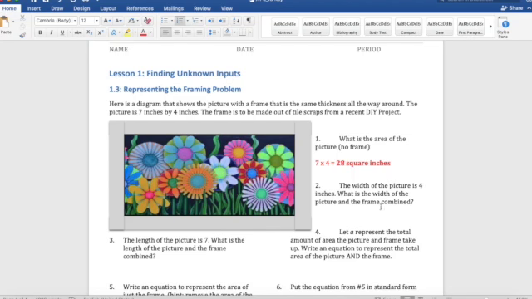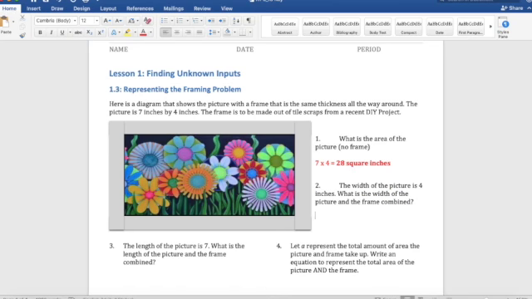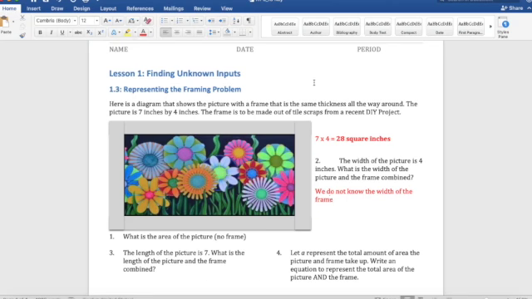Then, if the width of our picture is 4 inches, what is the width of the picture and the frame combined? Now notice, the important part is we do not know the width of the frame. We don't know how wide it is, how many tile scraps we have, or how much space it's going to take up. So that is our variable: the width of the frame. We'll just call it W.